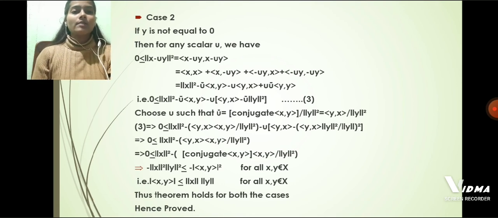Now adjusting the terms, we get minus norm of x square into norm of y square less than or equal to minus mod of inner product of xy square. Now taking the right term on the left hand side and the left side term on the right hand side, we get mod of inner product of x and y is less than or equal to norm of x and norm of y for all xy belongs to X. Thus the theorem holds for both the cases, hence proved. Thank you.